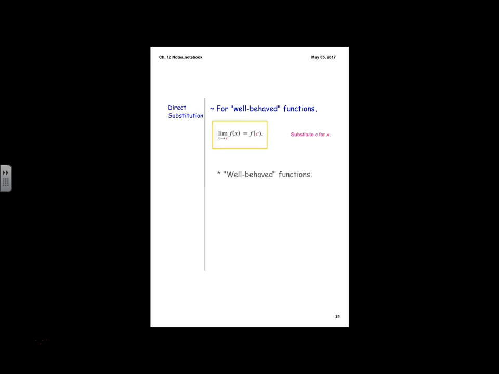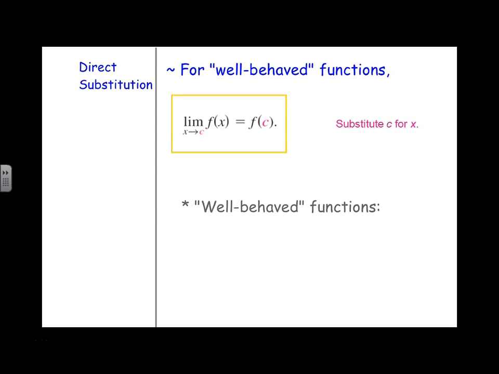There is one other thing that we need to talk about, and Tyler actually brought this up before the Mean Girls clip. Direct substitution, for well-behaved functions. An example of a non-well-behaved function is like that funky one that we graphed yesterday.